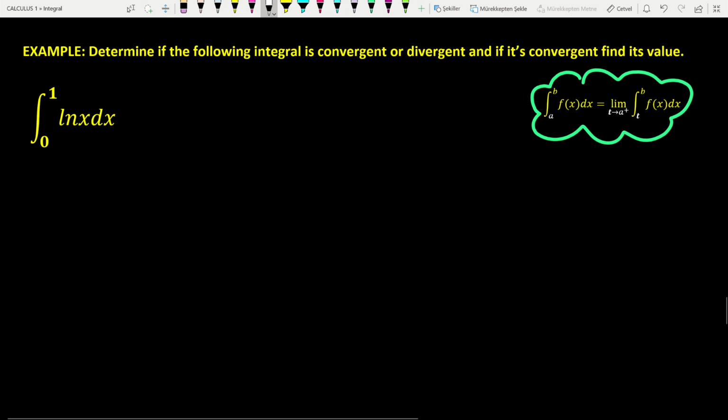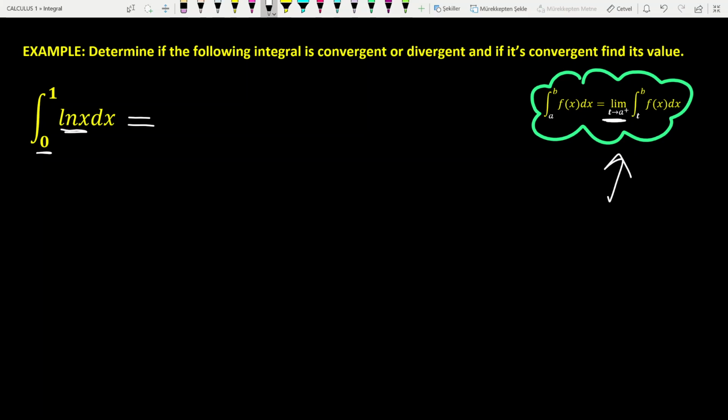We have the ln x function. What's the problem point here? When x is equal to 0, ln x is not defined. As you know, the ln function is defined only for positive numbers. This is why 0 is a problem point. And we have this case here.